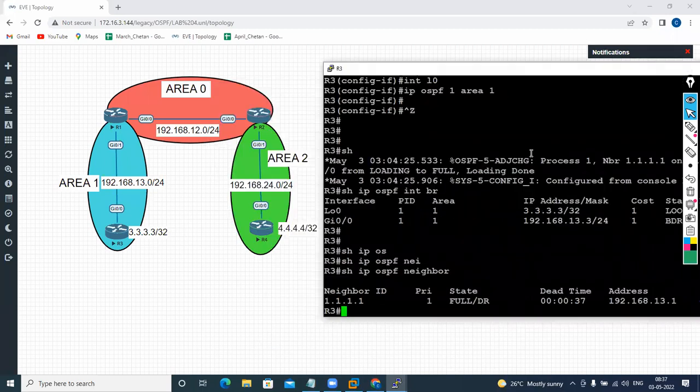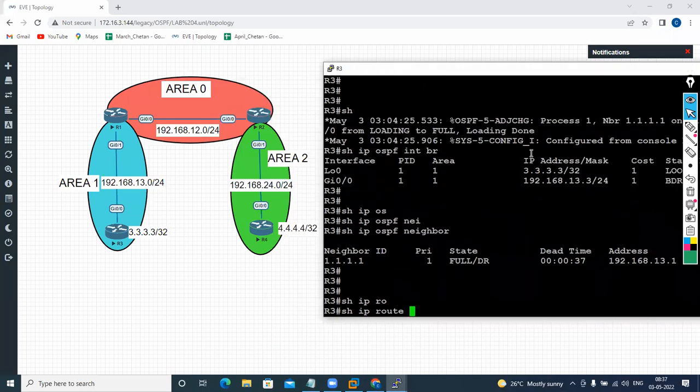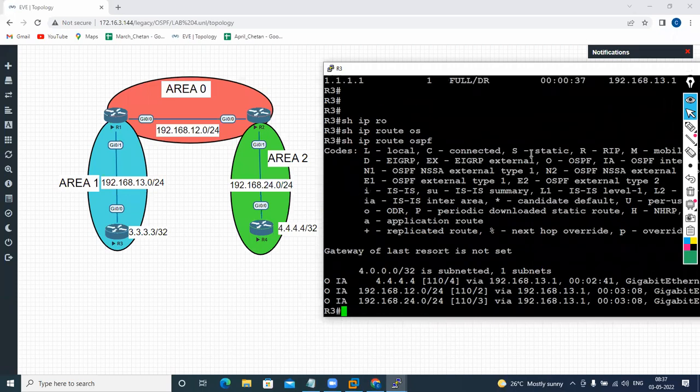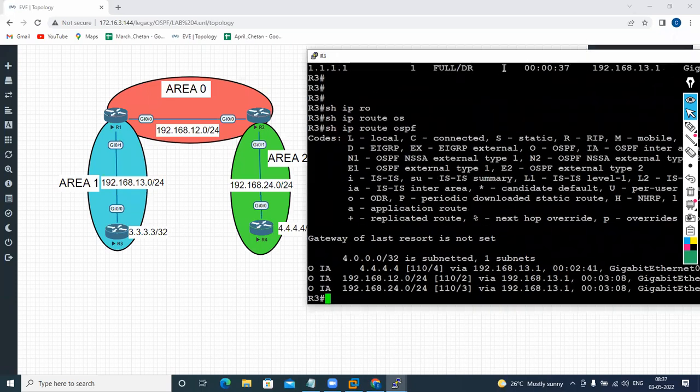If you check the routing table of R3, show IP route OSPF, how many OIA routes? We have 3 OIA routes. What is the designation of IA? It is inter area, not intra area within the area. It is an inter area route.